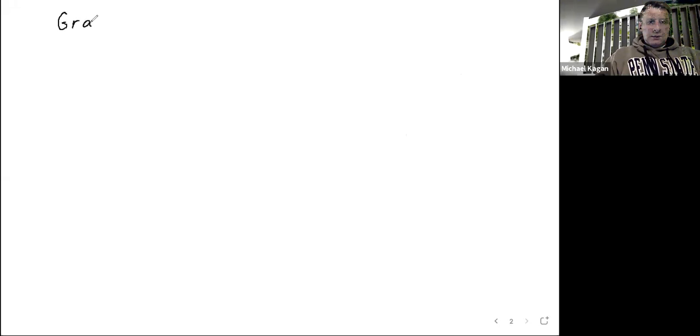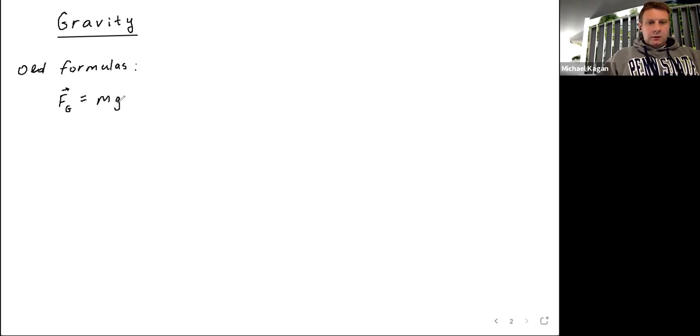Okay, so the topic is gravity. Yes, we did use gravity already, but now we'll do it the right way. Let's recall what we had before. The old formulas. Had force of gravity equal to mg, and also had gravitational potential energy that was given by mgy, where y was measured with respect to some pre-chosen zero level.